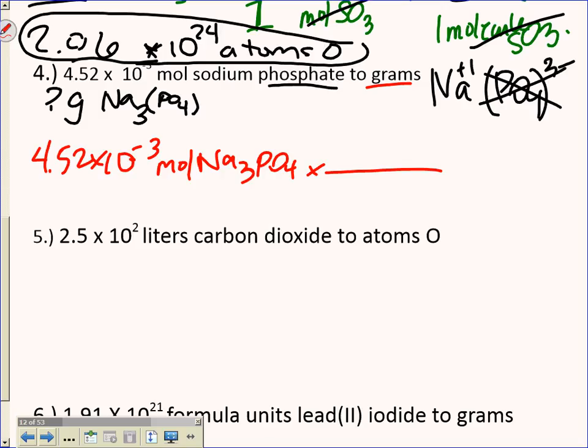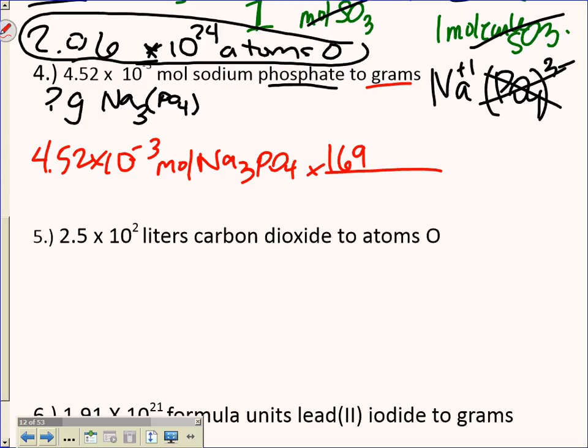What's phosphorus? 30.97. Yeah. All right, so I hear 163.94. Can I get a second? Can I get a third? Okay, cool. Where do I write that number? Why on top? Right, okay, so I'm hearing 163.94 what? Grams, right? Grams has to go on top.